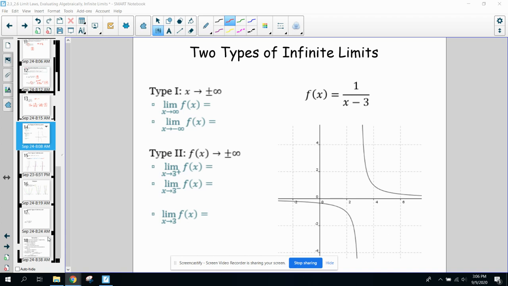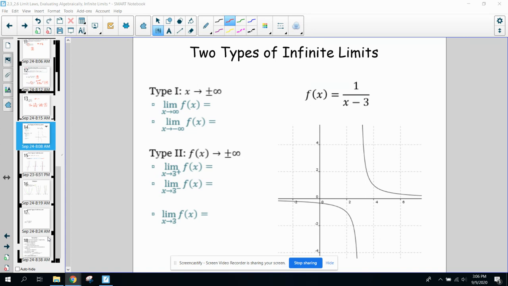So there are two types of infinite limits. Type 1 is where x is approaching infinity or negative infinity, and type 2 is when the function itself is approaching infinity or negative infinity, like the limit. So here we're going to look at this example where the function is 1 over x minus 3.